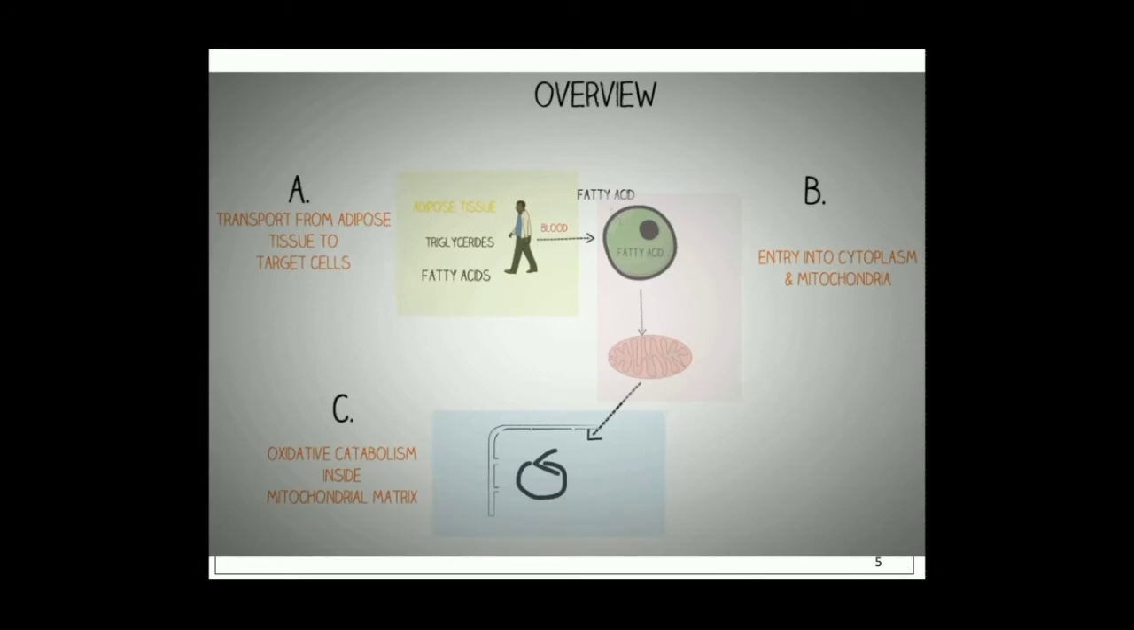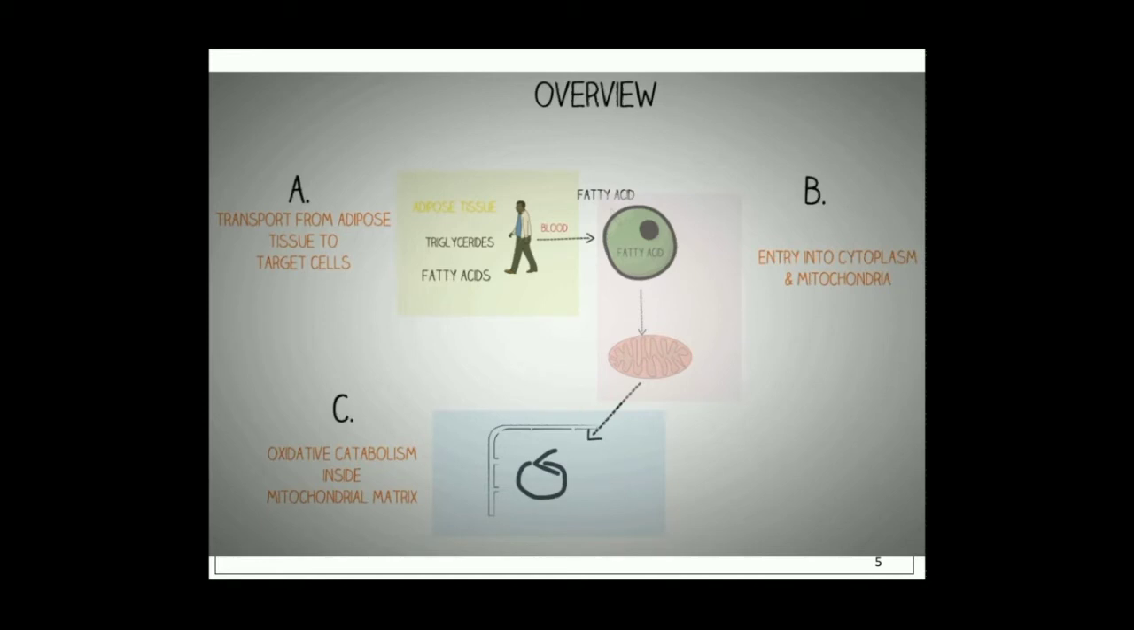Now let's have an overview of beta oxidation of fatty acids. Actually, this process is mainly divided into 3 phases: phase A, B and C. In phase A, transport from adipose tissue to target cells. Here triglycerides are converted into glycerols and free fatty acids by the enzyme lipase, as we have already discussed. These fatty acids go through the blood stream to the target cells, and from the cell they enter the mitochondria and then the matrix, and then further processes take place, which we will discuss later on.